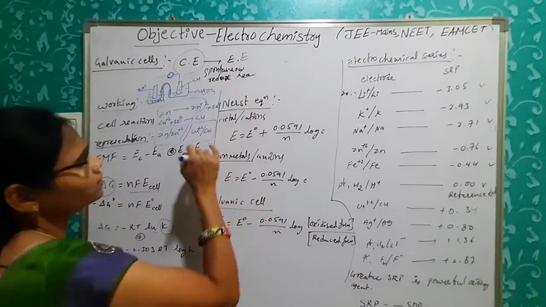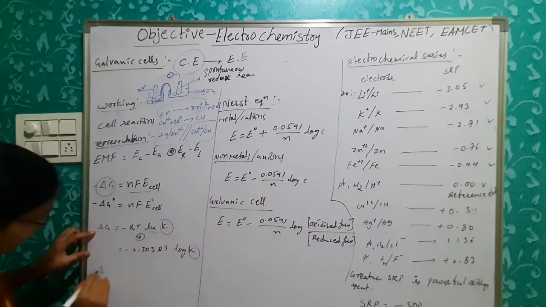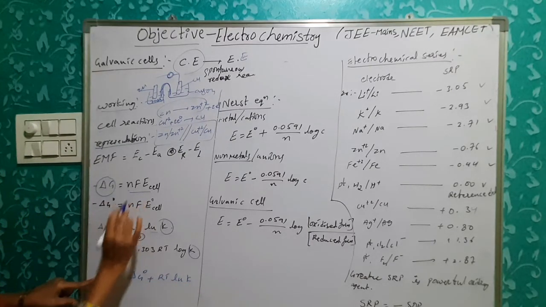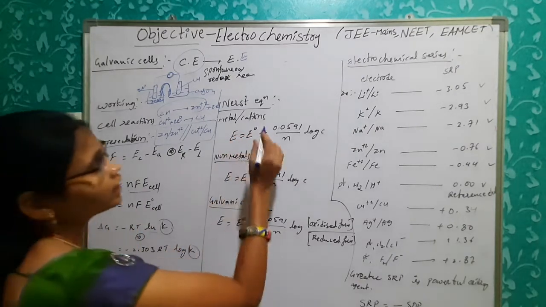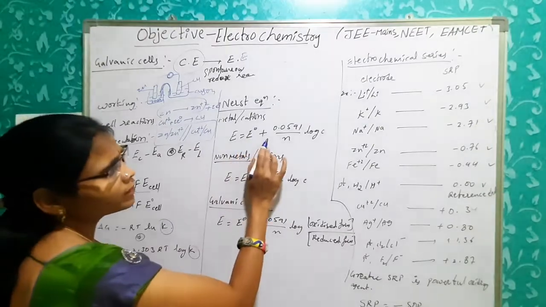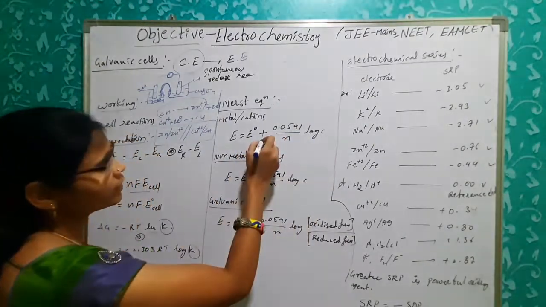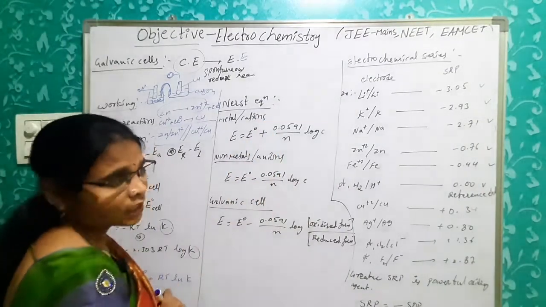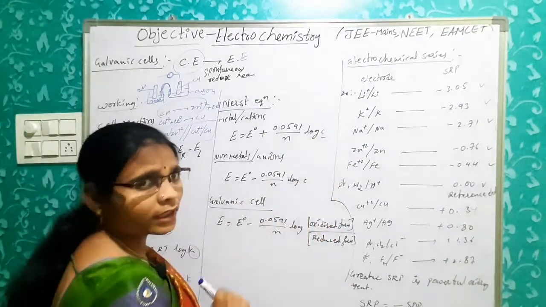Now the Nernst equation. For a metal, it is derived from delta G equals delta G naught plus RT ln K. By substituting the delta G value and delta G naught value and deriving, we finally get E equals E naught plus 0.0591 by n log C, for metals or cations. For non-metals, only the sign is minus, with the same formula. Here C is nothing but the concentration of that electrolyte.